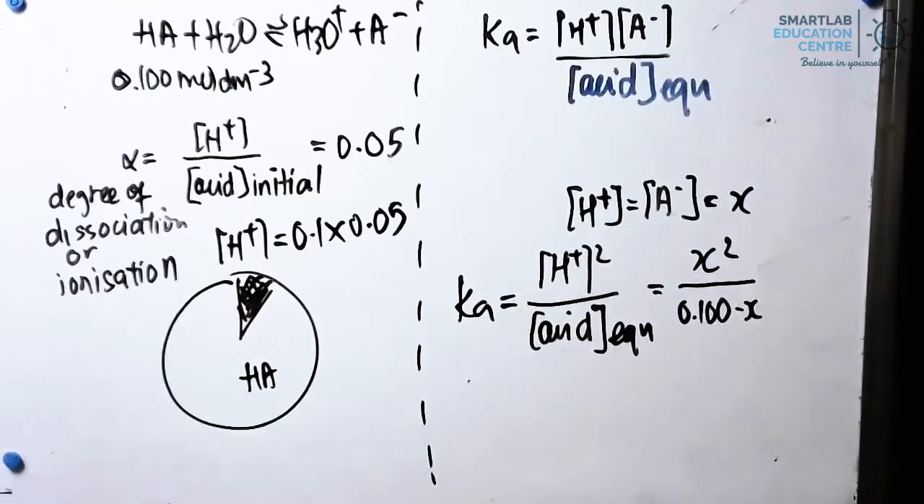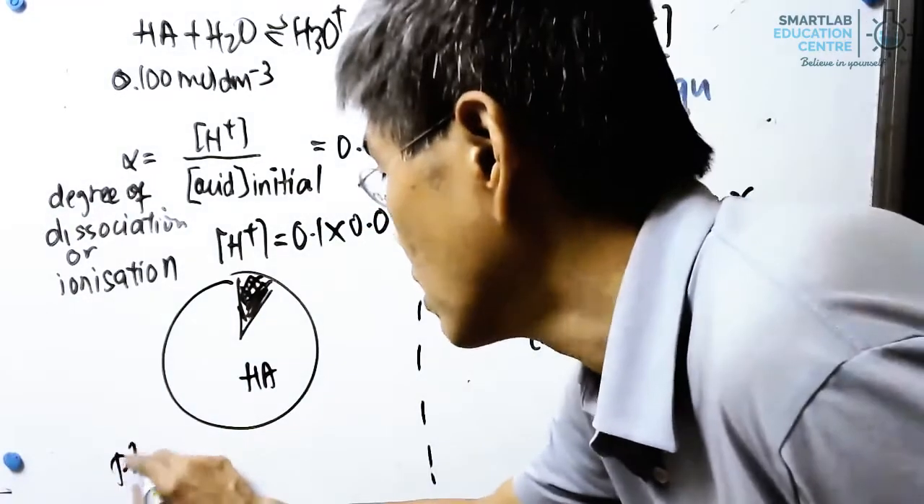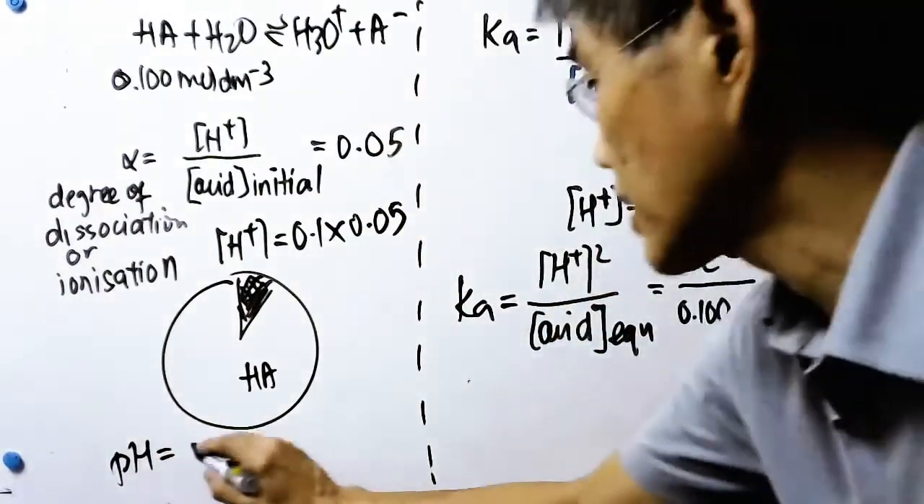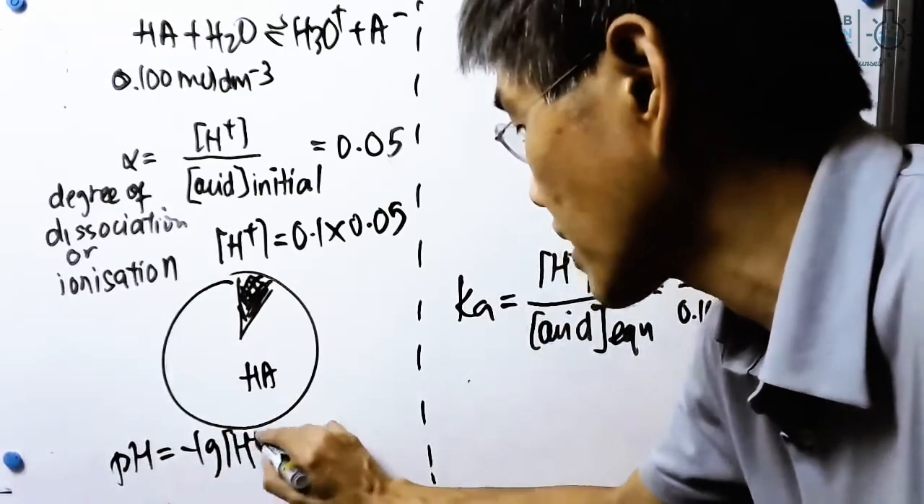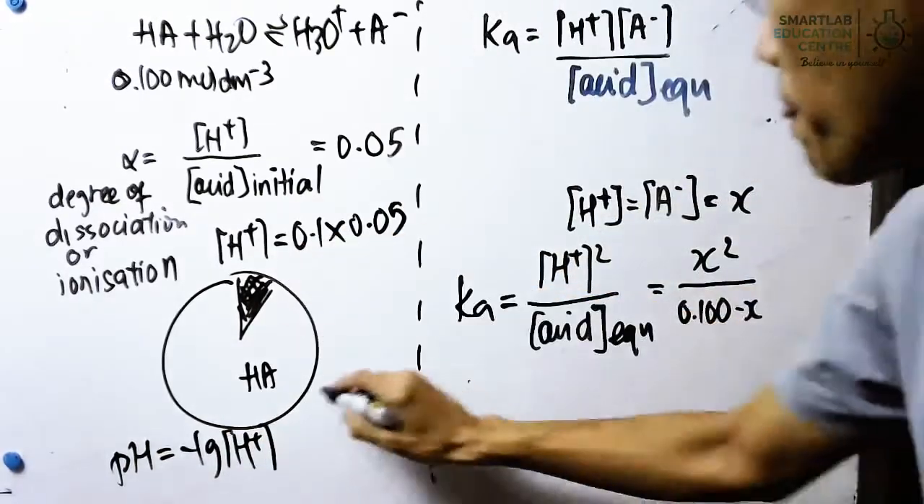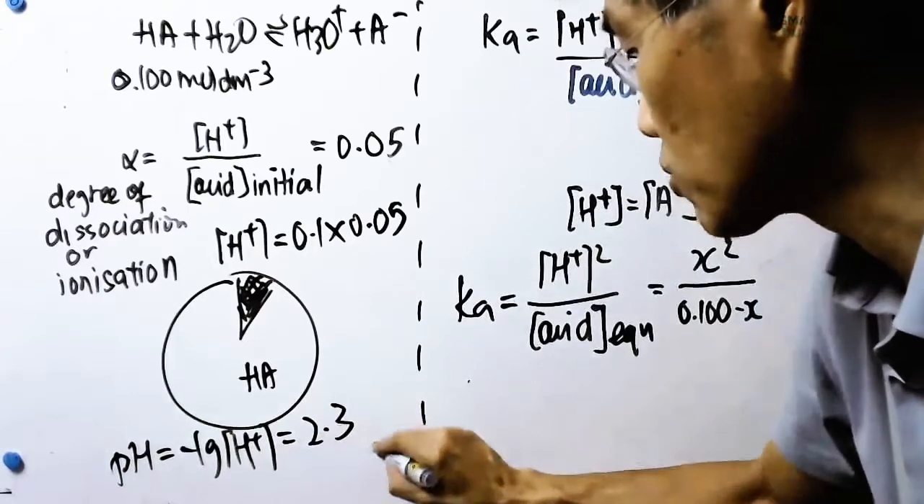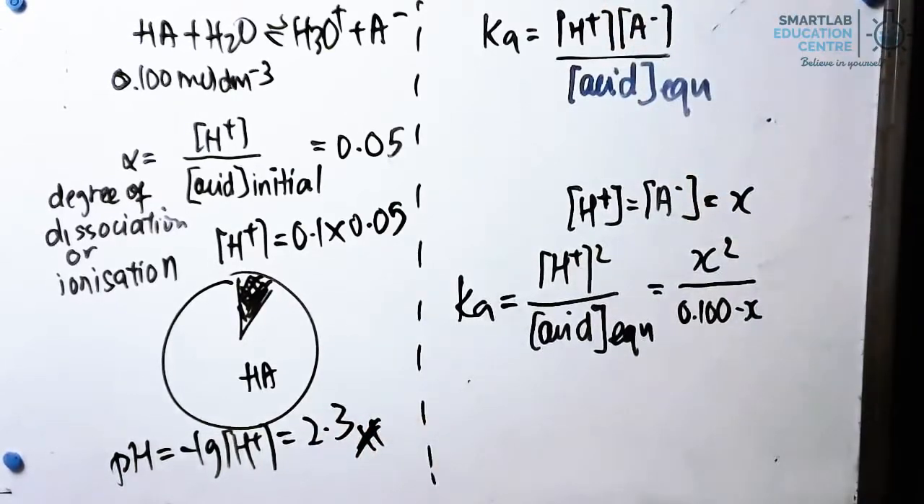And with that, we will be able to also calculate the pH. I can do that by taking the negative log base ten of the value that we calculated here, and you will end up with about 2.3. So that's the pH of the solution.